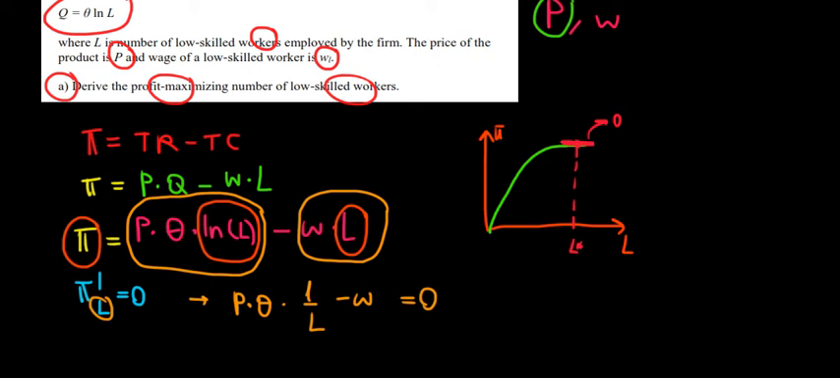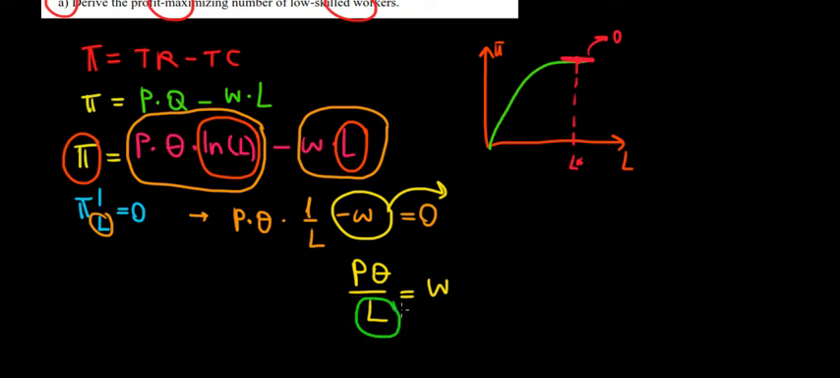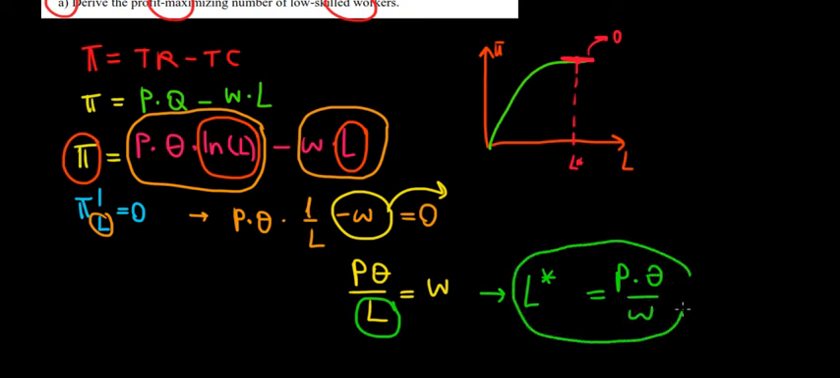Okay, we're looking for L, so let's take this term on the other side first. Let's take W over there. We will have P theta divided by L equals W. Now, if we want to only write L as a function of everything else, because that's what we're interested in, well, that's just going to be by changing these places. We will have that the number of low-skilled workers optimally will be equal to P times theta divided by W, and that will be it, and we are done.